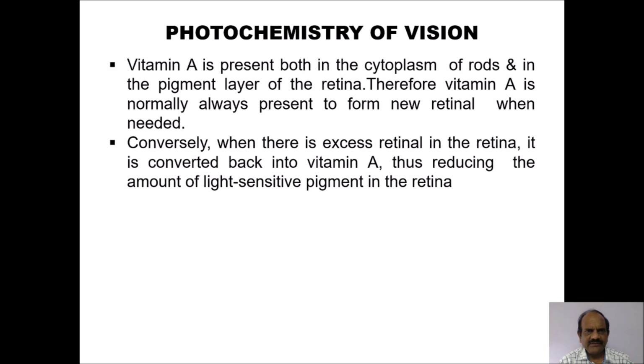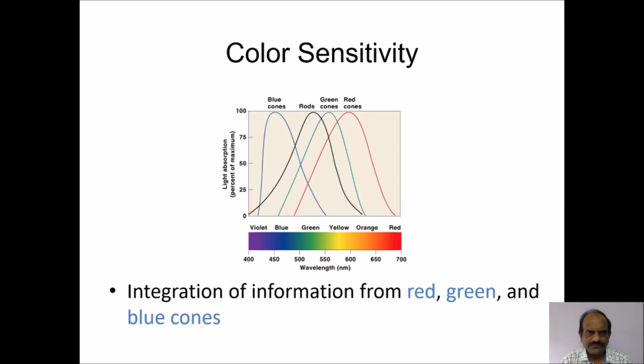Vitamin A is present both in the cytoplasm of the rods and in the pigment layer of the retina. Therefore, vitamin A is normally always present to form new retinal when needed. Conversely, when there is excess retinal in the retina, it is converted back into vitamin A, thus reducing the amount of light-sensitive pigment in the retina. This is the importance of vitamin A in formation of rhodopsin.